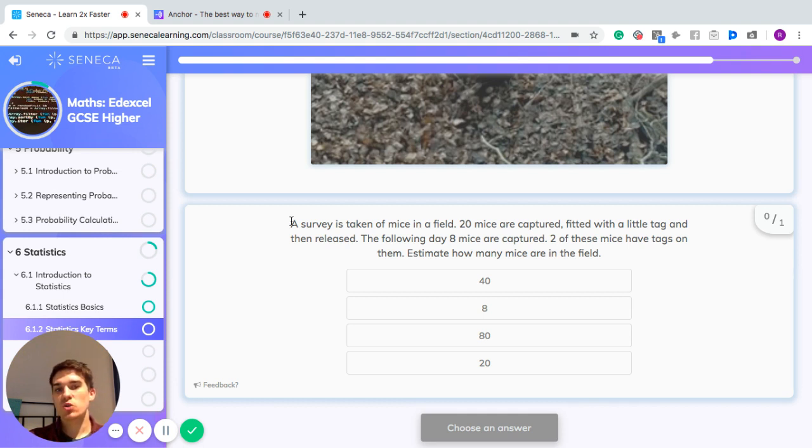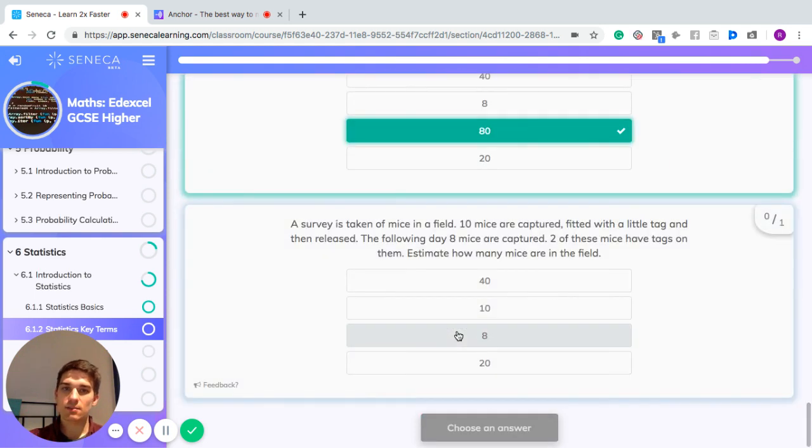So if 2 out of 8 on the second day are captured and have tags on them, we can assume the same proportion of the population was captured on the first day. So when we captured 20 on the first day, we can say the same proportions apply within the population. So if 20 mice are captured on the first day and 2 mice out of 8 are captured on the second day with a tag, then we can assume that there are 80 mice in that population.